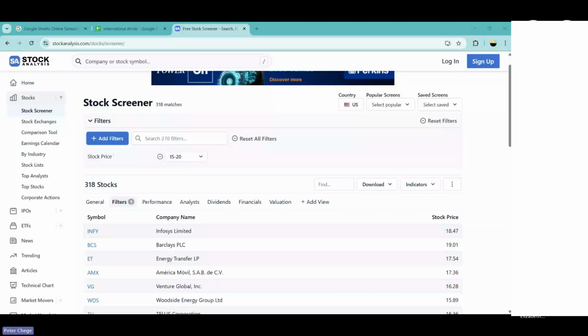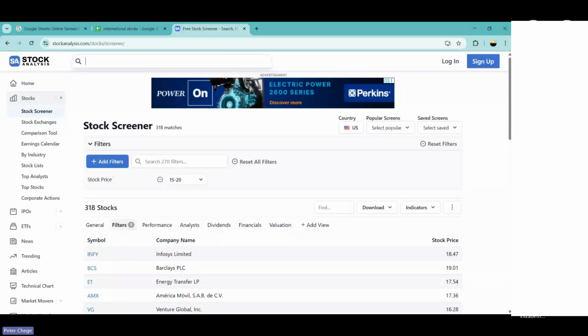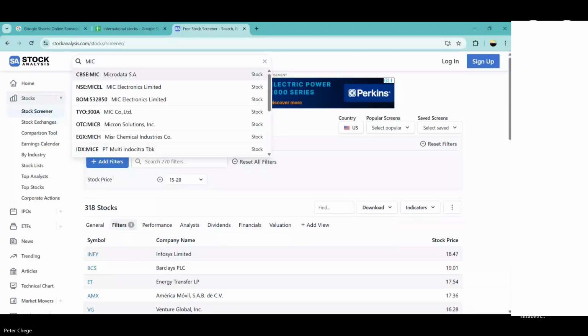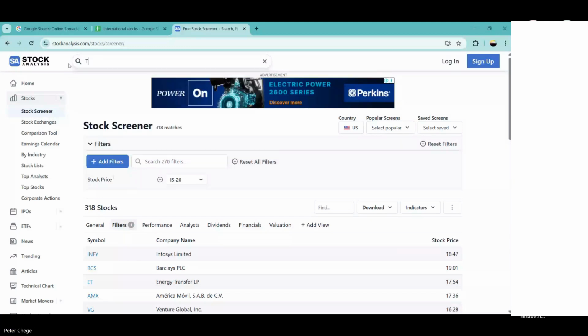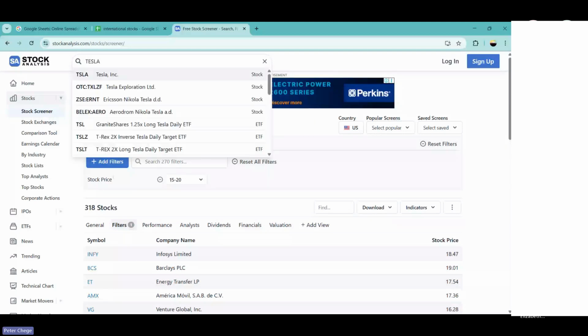So those are enough. Let me see how many. 1, 2, 3, 4, 5. Let's pick those ones. So we pick Microsoft. Let's see the code for Microsoft. I only need the code. It's here. It's MSFT. Then the other one is Tesla. It's TSLA.